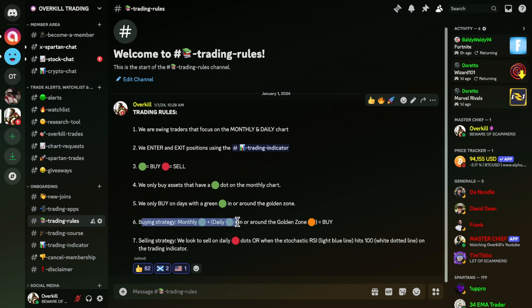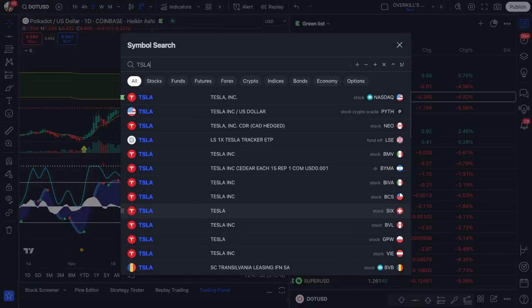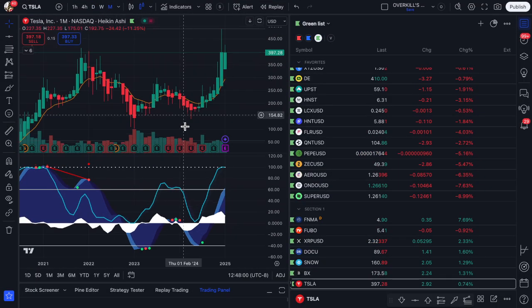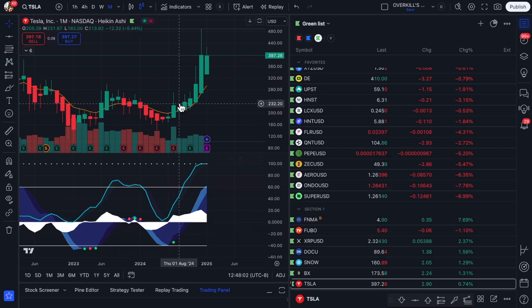Again, the buying strategy is simple, guys. I have an equation I have made for all of you to help understand it a little better. Okay, monthly green dot plus a daily green dot in or around the golden zone equals buy. I went over Tesla yesterday. You could see where Tesla's green dot came. It was back here in July of 2024 on this candle. Okay, around $185.